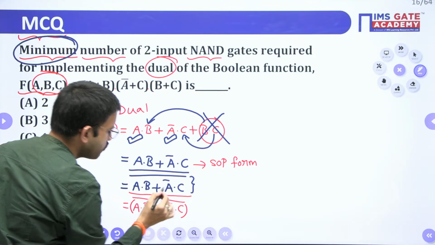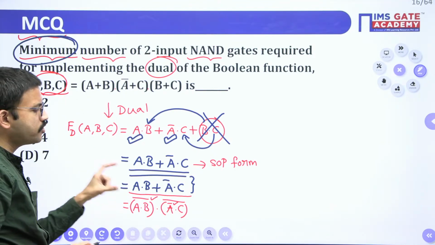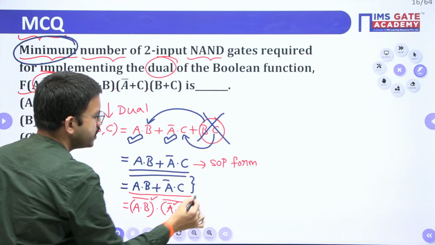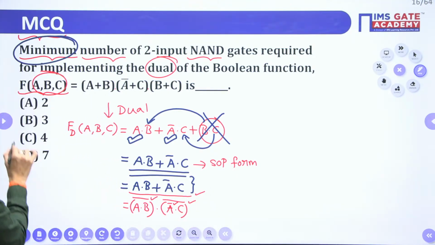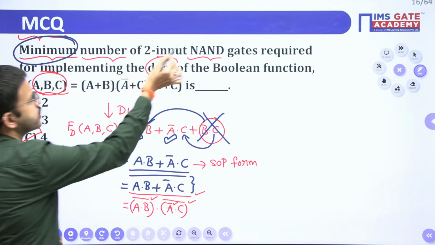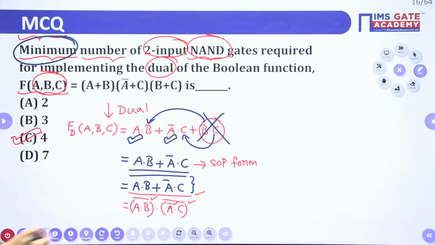So here we require one NAND gate for A bar. If both the inputs are A, it will produce A bar as the output. Then the third NAND gate and then the fourth NAND gate. So in total we require 4 NAND gates. 4 2-input NAND gates are required for implementing the dual of the given function. I hope it is clear for everyone.